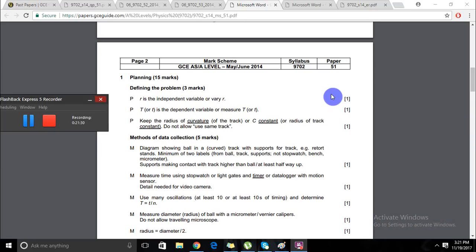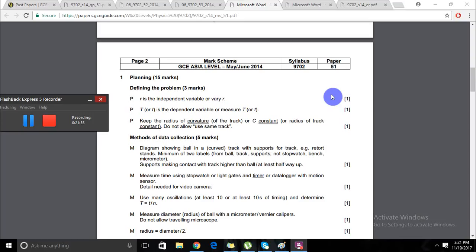We could also use the simple method of measuring time with a stopwatch, but that has a lot of inaccuracy. We could use light gates that automatically start or stop the timer when the ball passes through a certain point where the light gate is located, or you could use a data logger with motion sensor.